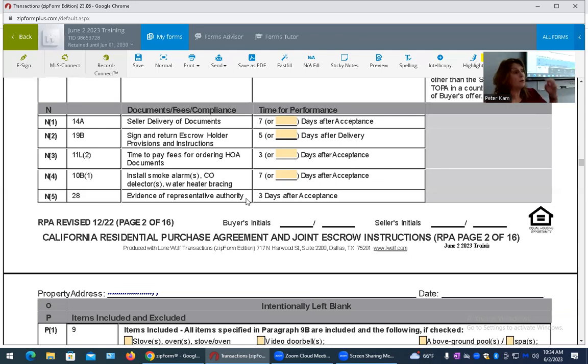Now, escrow is also going to ask for documents to check on that. But also at the end of the offer, as we've gone over before, you can check a box right on the offer for representation capacity.